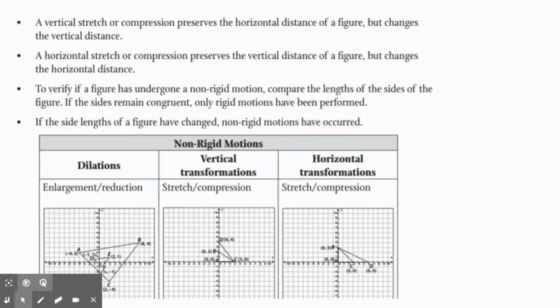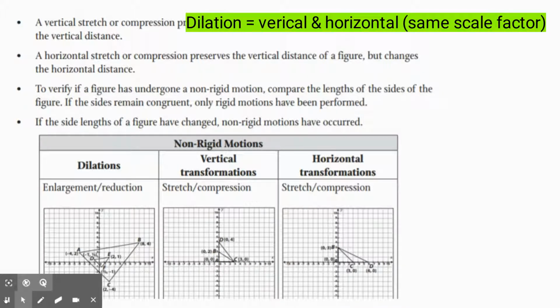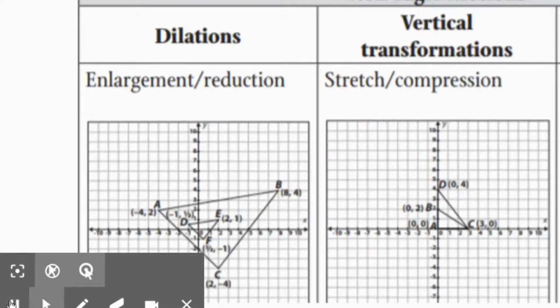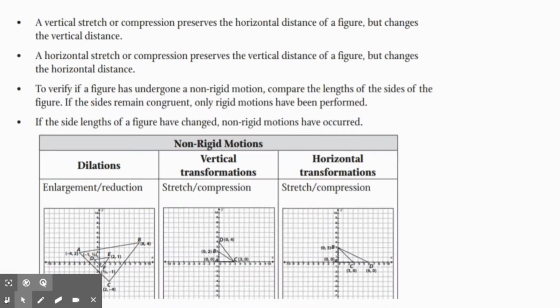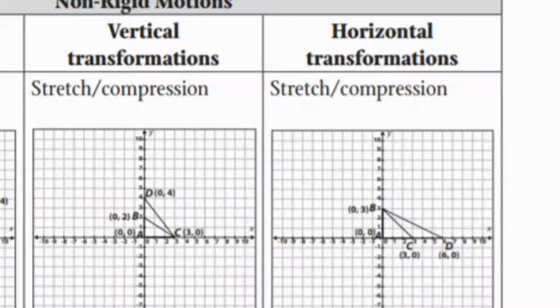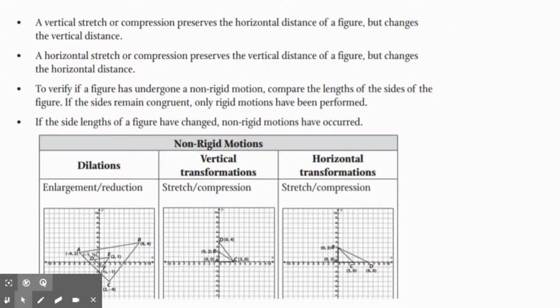Here are some pictures of a dilation versus vertical and then horizontal transformations. Again, in a dilation, everything will be compressed or stretched, or they call it enlargement or reduction. The vertical and the horizontal will be getting bigger or smaller at the same rate. It'll have the same, what is called a scale factor. A vertical transformation is just going to get stretched or compressed vertically. A horizontal one is just going to get stretched or compressed horizontally, and nothing will happen to the vertical component.